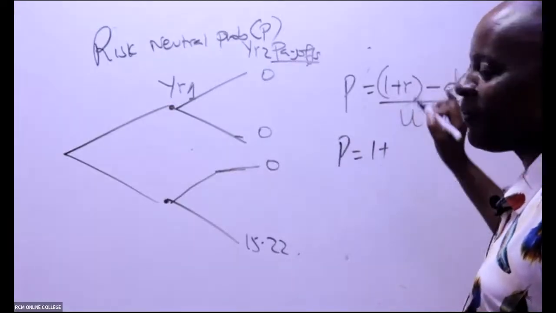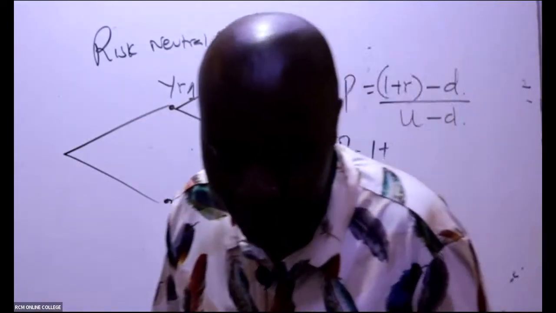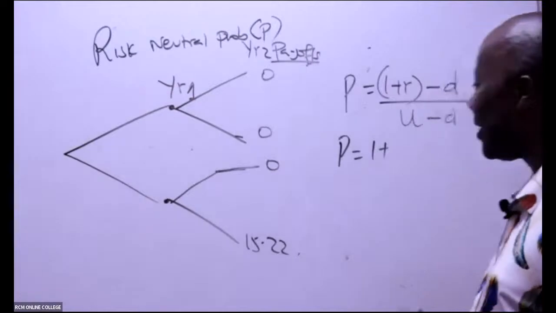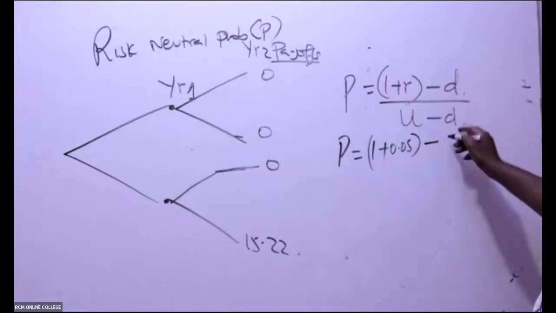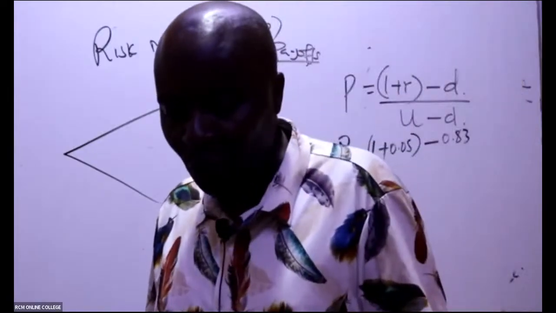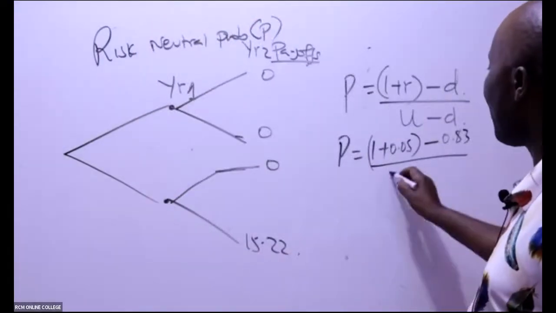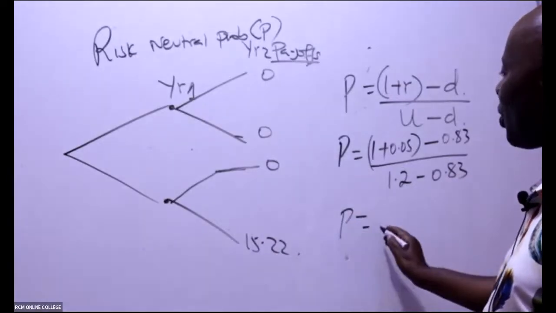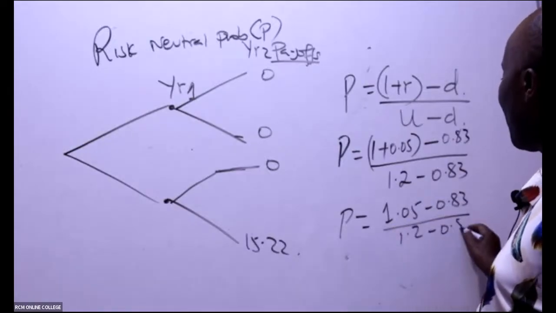Are you able to remember this risk-free rate of return? It's given in the question. 5%, isn't it? So 0.05. Are you able to remember the downstroke? The downstroke was 0.83, and the up was 1.2. So this risk-neutral probability will be 1.05 minus 0.83, all over 1.2 minus 0.83.